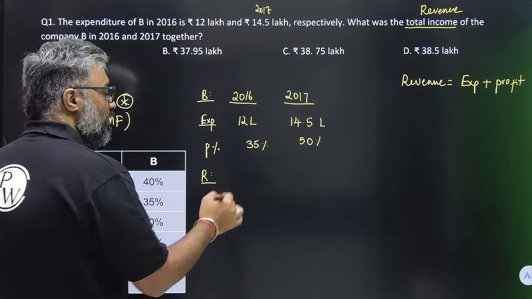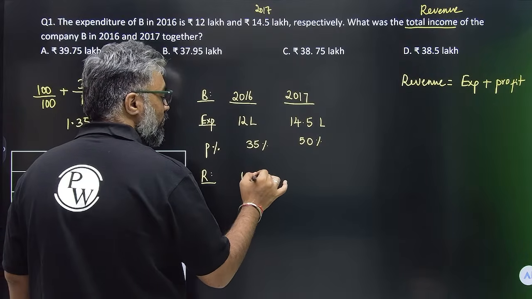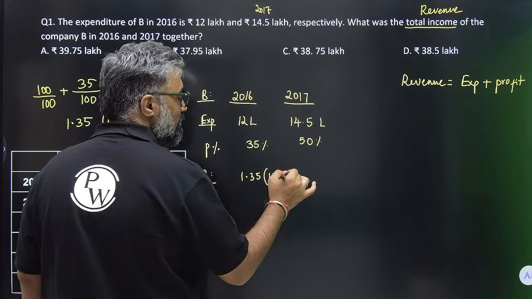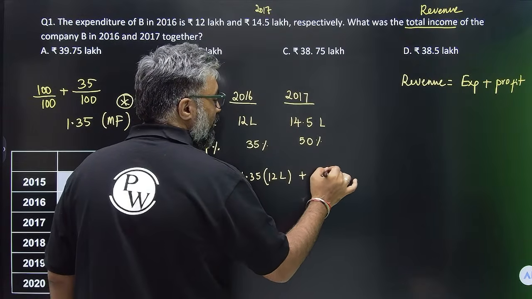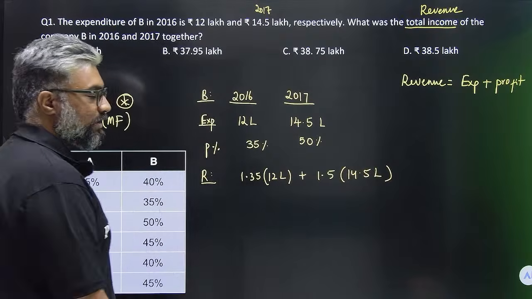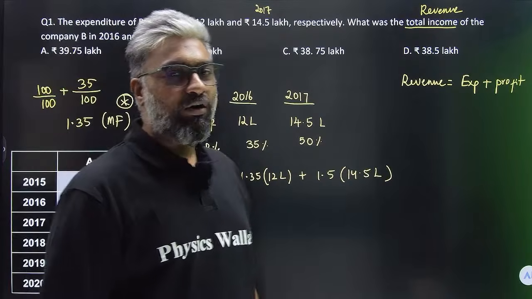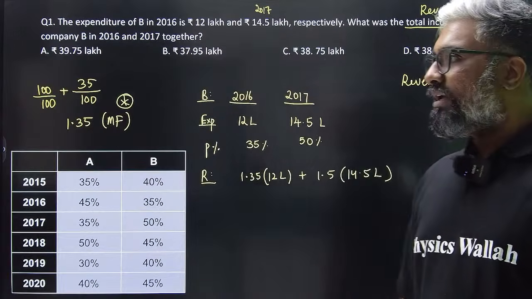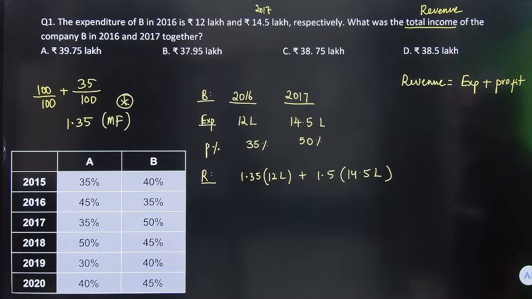So what I'm actually trying to do is just 1.35 times 12 lakhs plus 1.5 times 14.5 lakhs. End of story. That's it. I hope this is okay. Yeah. Clear, guys? Done.